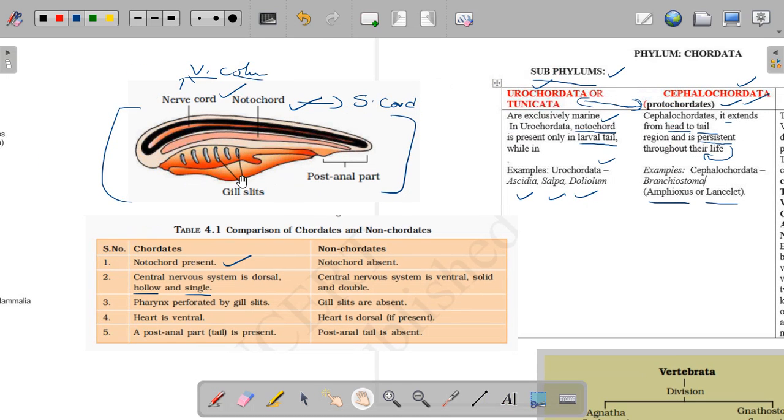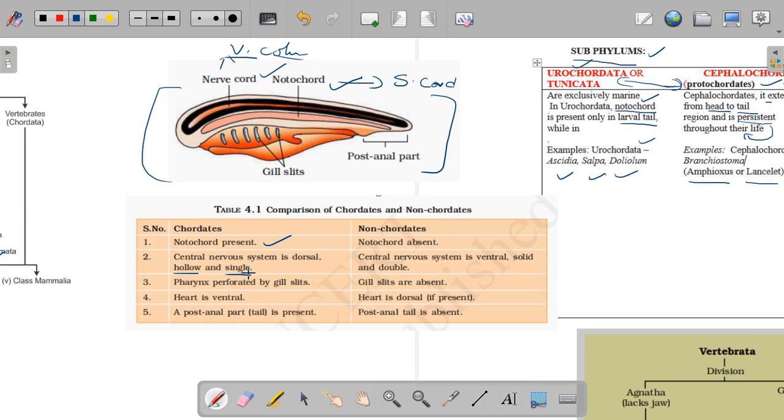And they have a pharynx with gill slits. Observe any fish. You see they have gills and they have slits. Slit means division, like you can see right over here. It is especially clearly found in fishes.